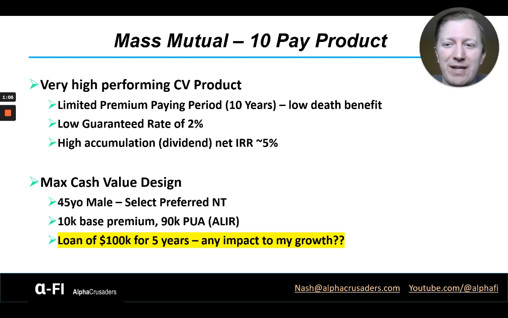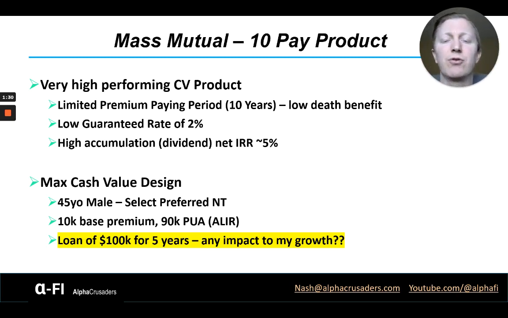So really cool. We're going to dive in, but first let's cover some basics of the Mass Mutual 10-pay. This is a very high performing cash value product. It is a limited pay product. Normally the number in the product title will give you an indication of how long you can make those premium payments for. Since it's a 10-pay, it's a limited paying period product of 10 years.